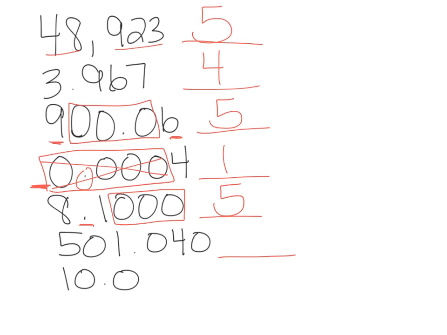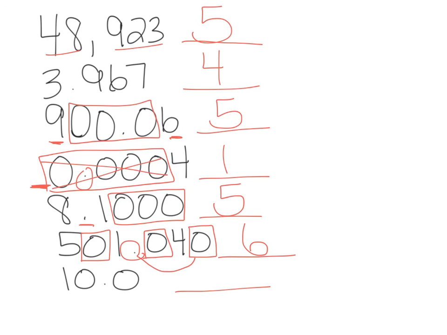501.040. There's a lot of zeros in here to consider. So first thing, does this zero count? You should say yes. It's sandwiched between the two of them. The next question, does this zero count? You should say yes. It's sandwiched between two non-zero numbers. Does this zero count? You should say yes. It's to the right with a decimal point. So I do have to count it. So this actually has 6 significant figures to it.